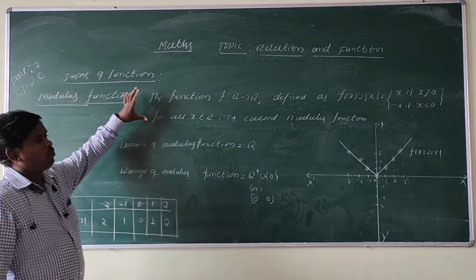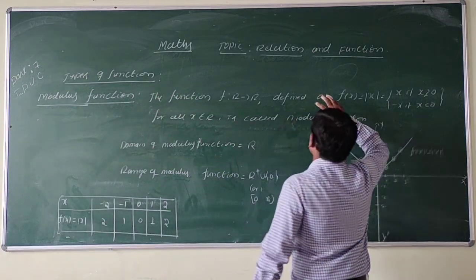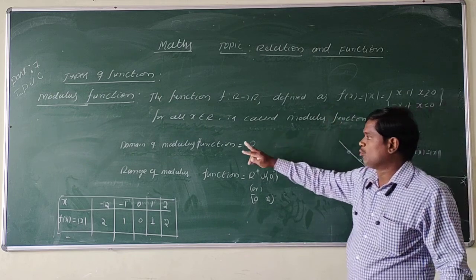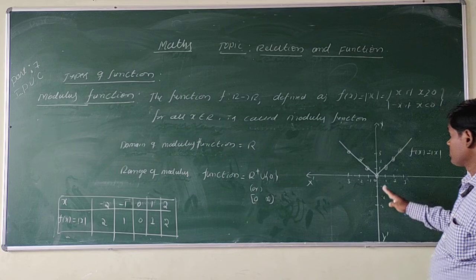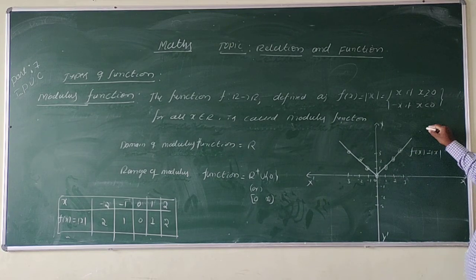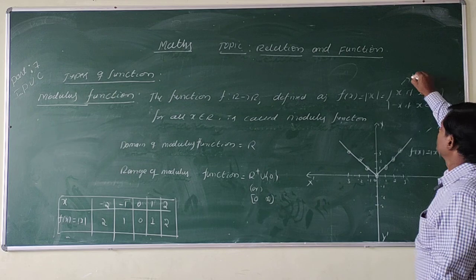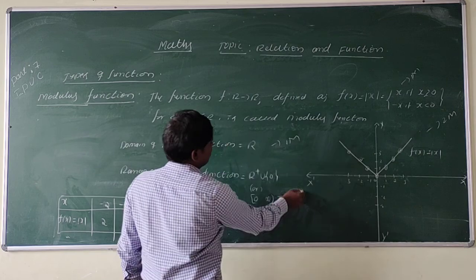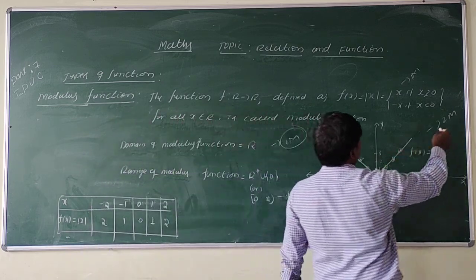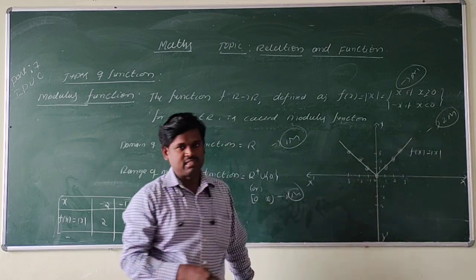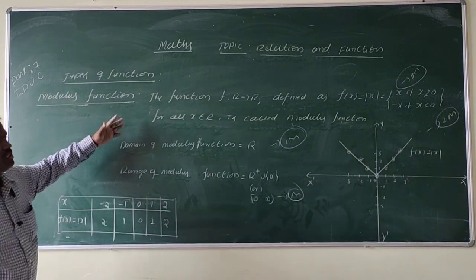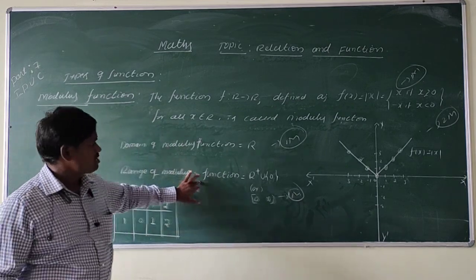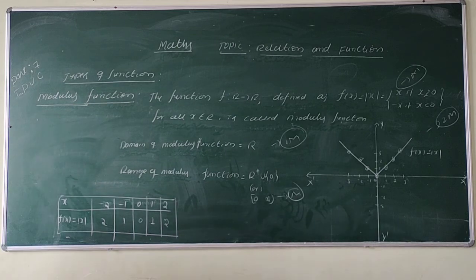So in your examination, for writing the definition, 1 mark, writing the domain 1 mark, range 1 mark, and for the graph 2 marks. Totally 5 marks. So see, very simple question. Just write the definition, the domain and range, and the graph. So we get full marks.